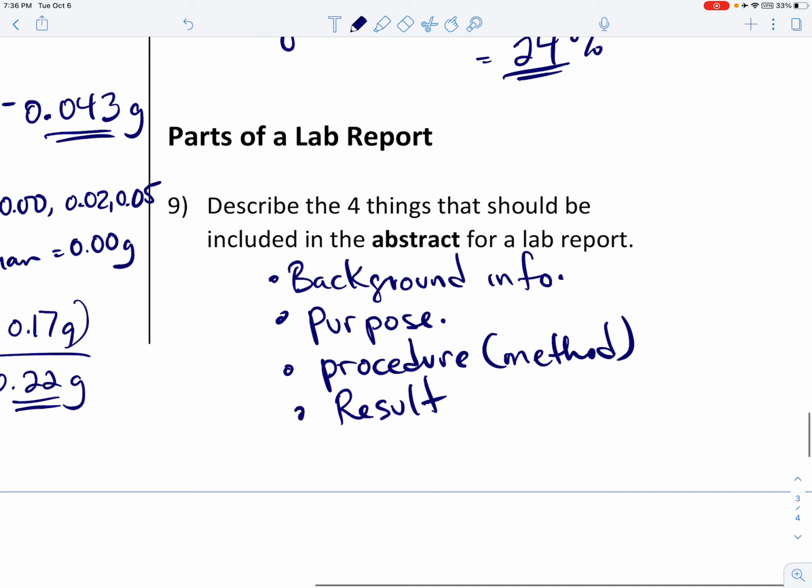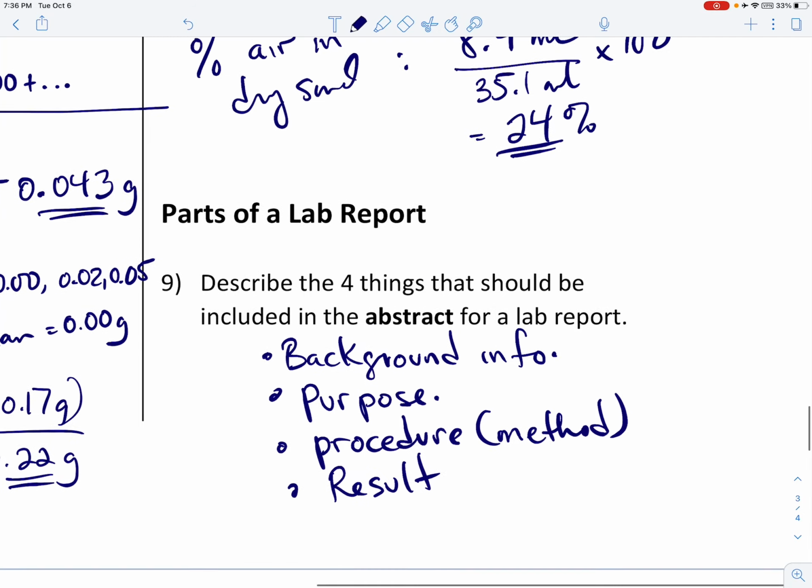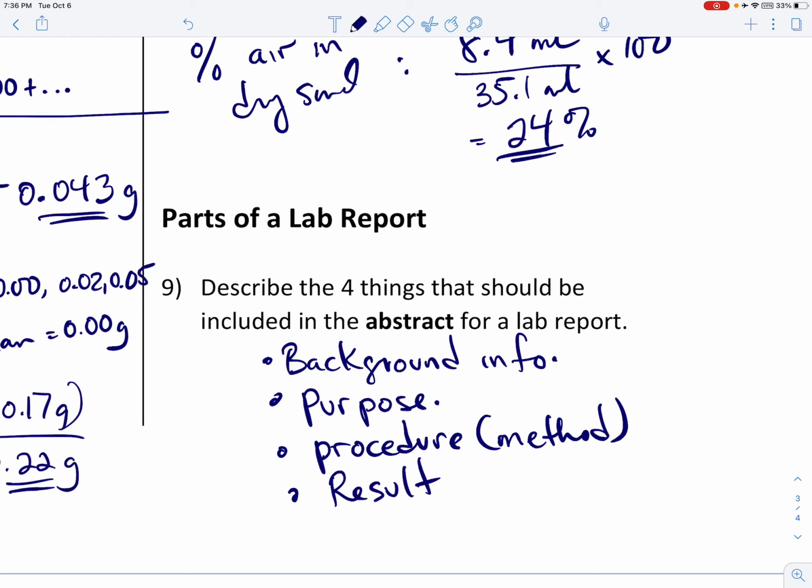And finally, you tell me the result. You don't tell me all the individual results like the volume of the sand grains. The purpose of the experiment was to find the percentage of air in sand. So you would simply say at the end, we found the percentage of air in the sand to be 24%. If there was a class average, you might also say that. The class average was 26%. If there was a true value, you might even compare it at that point, right? But that's the basic idea.